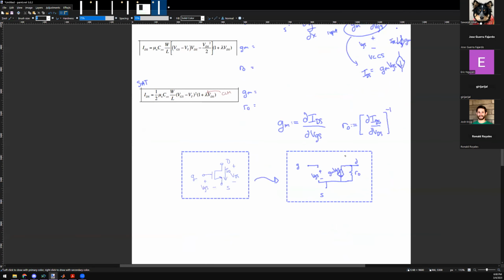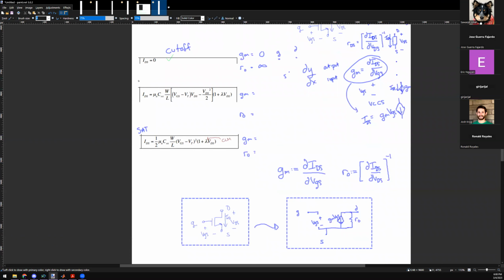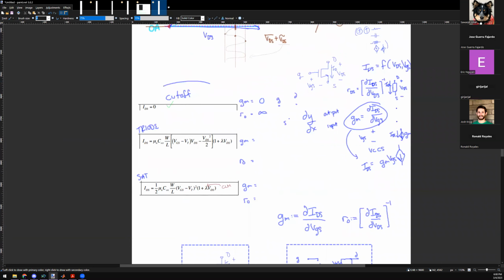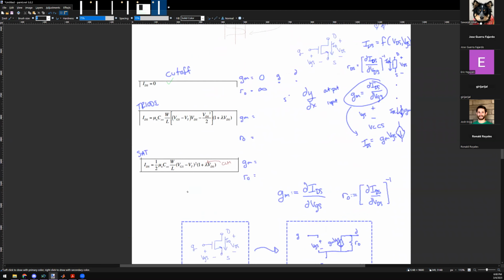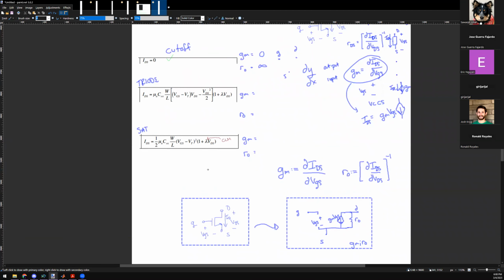This small signal model is not unique to saturation, triode, or cutoff. You draw the same circuit no matter what. It's just how you evaluate the two key component variables, GM and R naught, numerically. That depends on your region of operation. Does that make sense? Yeah.